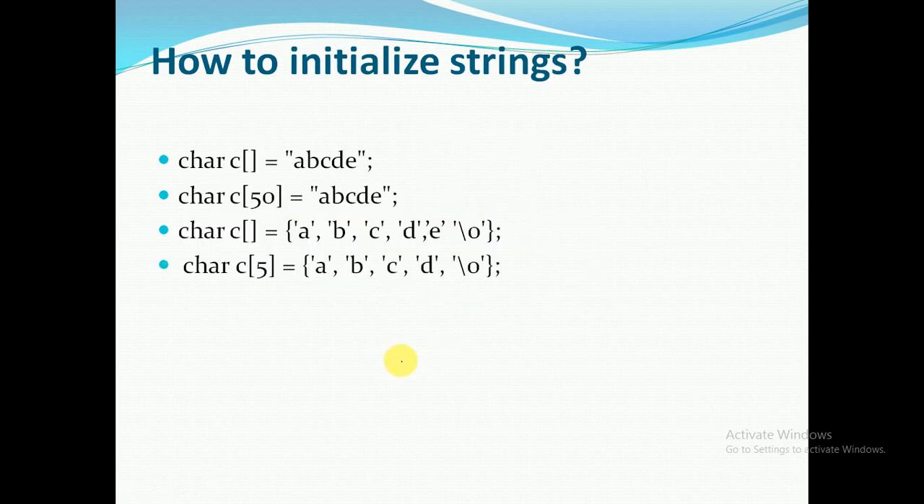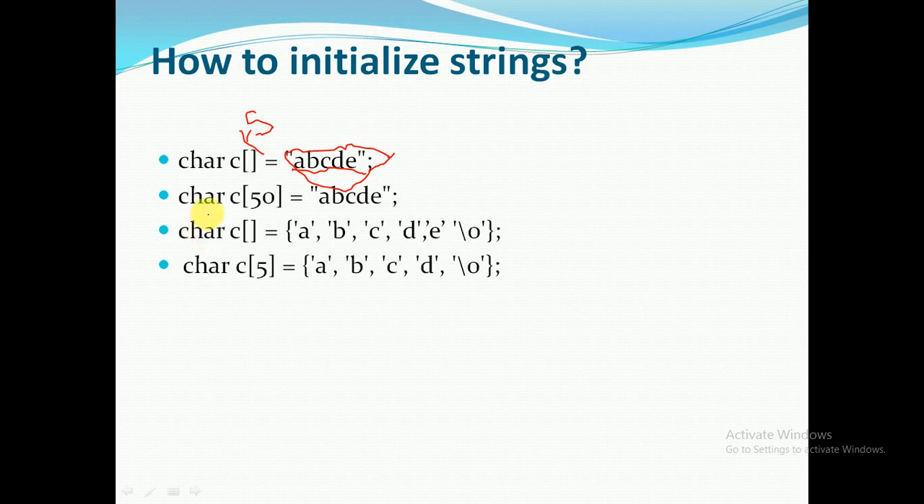Now how to initialize strings? There are many ways to declare your strings. The first one is char c[], where I'm not specifying the size. How many characters are there? 5. Internally your compiler will count how many characters are there in this string, and that will be inserted here. If you don't specify the size, no problem, because the compiler will take this string and check how many characters are there.